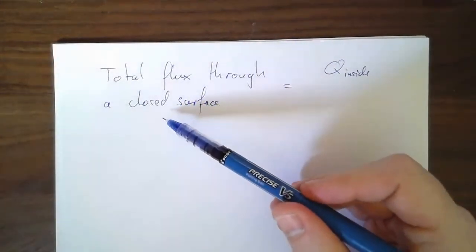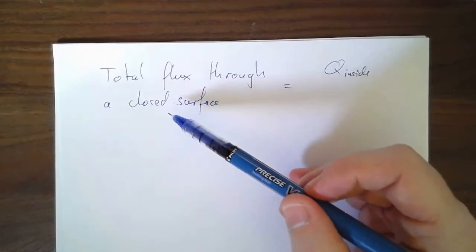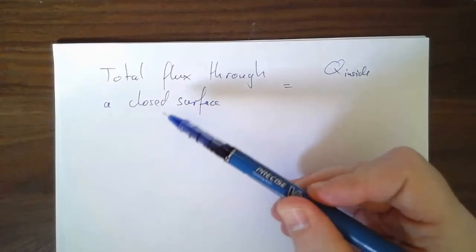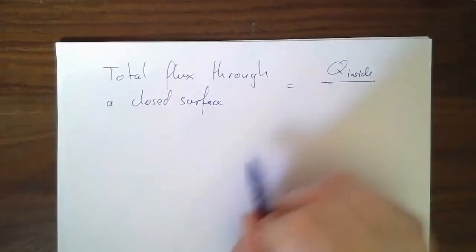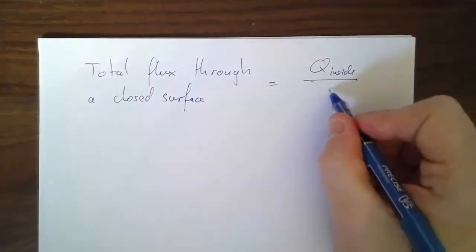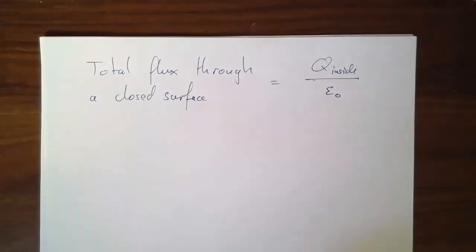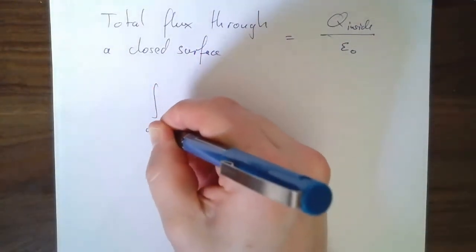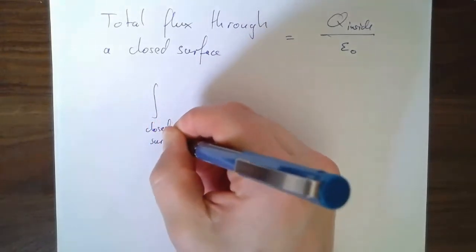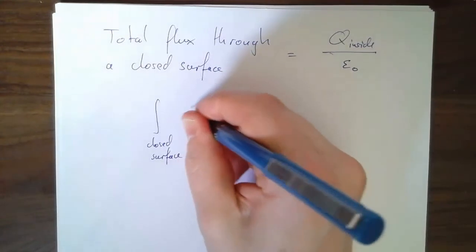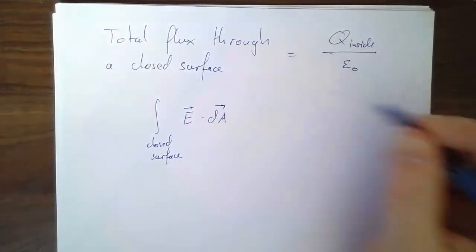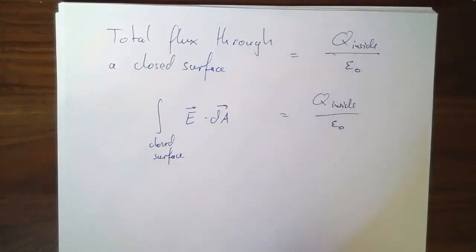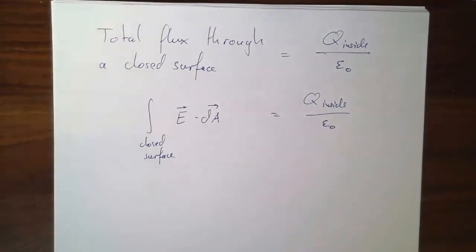If you can imagine this hollow ball, or maybe you put some dents into the ball, but it's still closed, right? You can't sort of peek in what's inside. So the charge is inside, it can't get out. There's no way to get it out. Divided by epsilon 0. Or if I want to write this as an equation, I can write this. Integral over a closed surface, E dot dA is equal to Q inside divided by epsilon 0.